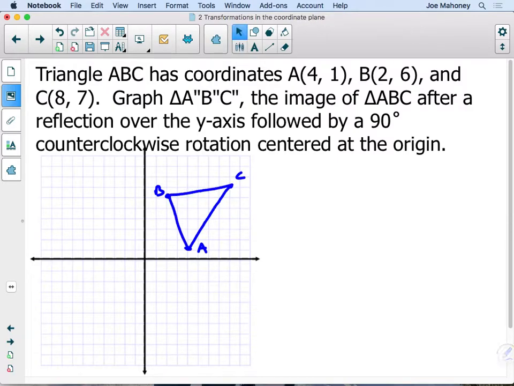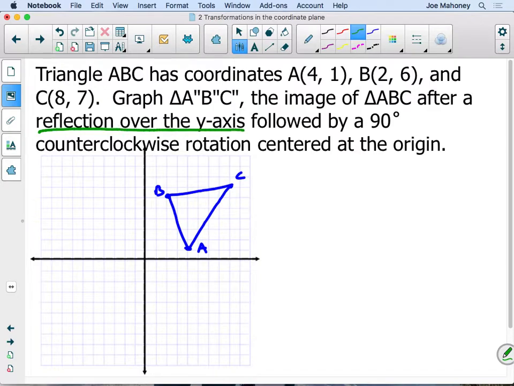So what we want to do here is some transformations in the coordinate plane of this triangle. So we want to graph what's called the double image. Notice it's A double prime, B double prime, C double prime. That's a little hint. That means that there's going to be 2 transformations going on. And as you can read, the first one is a reflection over the y-axis. So I'm going to do this one first. I'm going to do the reflection over the y-axis first.